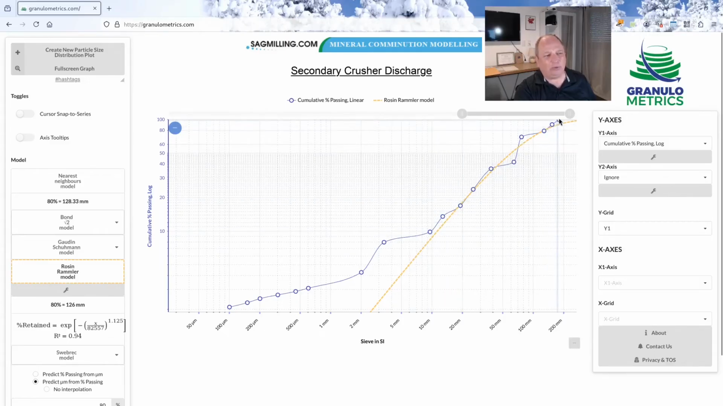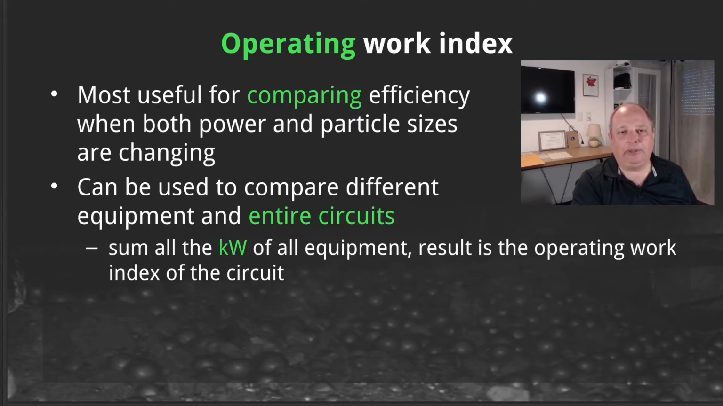Most of these models don't work really well with the one or two most coarse particle sizes. So looking at the Rosin-Rammler distribution tells me that we can rely on the nearest neighbors method, that this is a robust number that we can use when we're doing our work index calculations. So what is the operating work index generally used for?